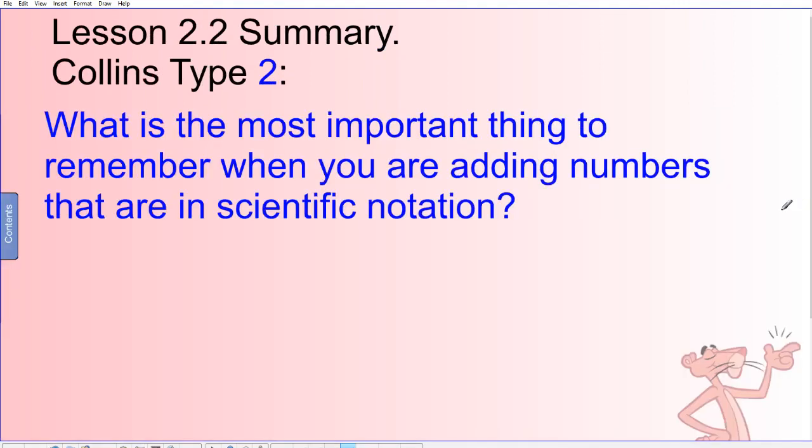Summary says, what is the most important thing to remember when you're adding numbers that are in scientific notation? So if you had to give one hint to a buddy, a fellow student, on what do you think is the most important thing to do or to remember when you're adding numbers in scientific notation, what would that hint be? You can do the summary on your own.